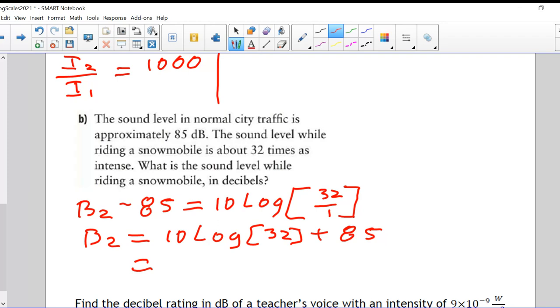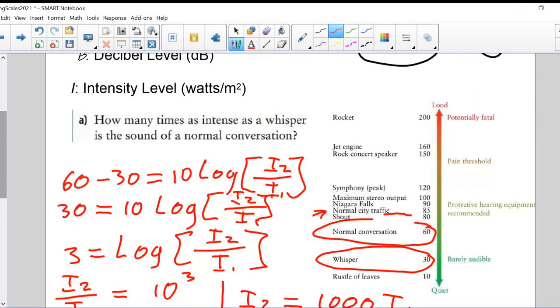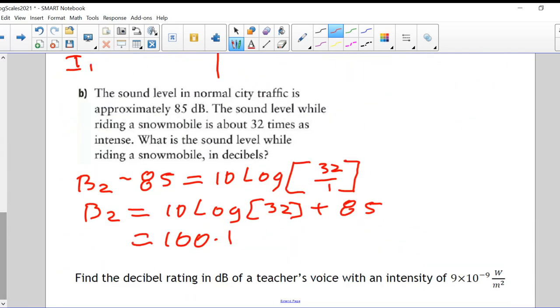So let's say 100.1. All right, let's just look back and see where that puts it on the scale. So for maximum stereo output, it looks like 100.1 would put you in that range of sound. And of course I should put units on that. What unit makes sense in this case? What are we talking about? Of course, decibels.